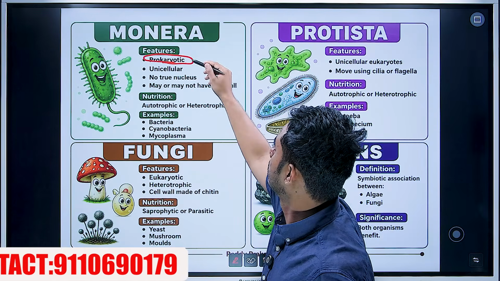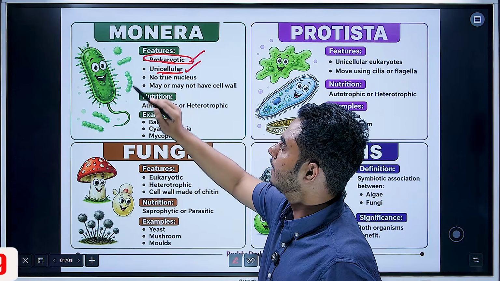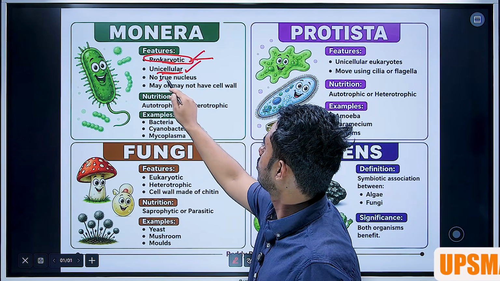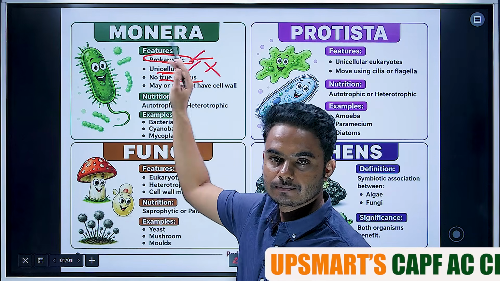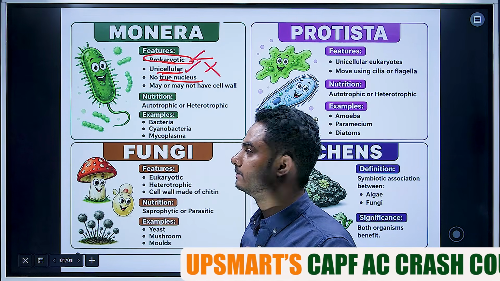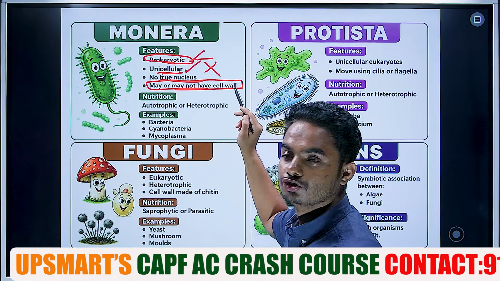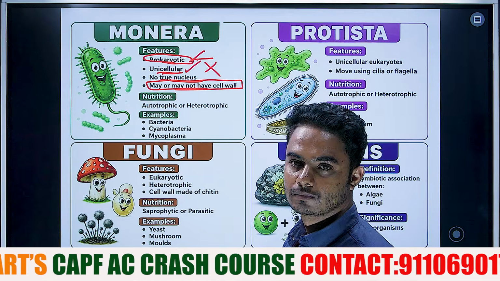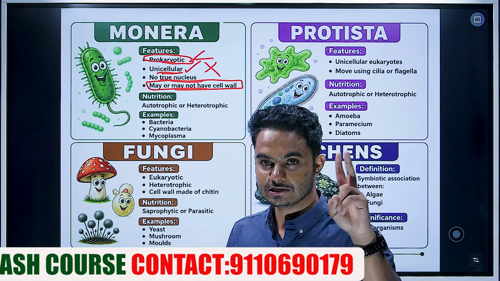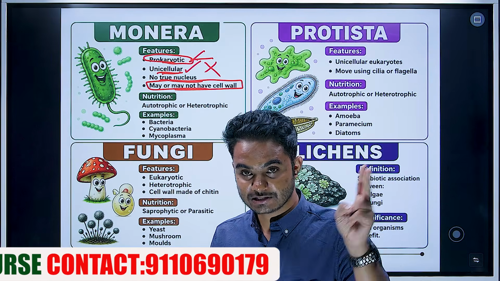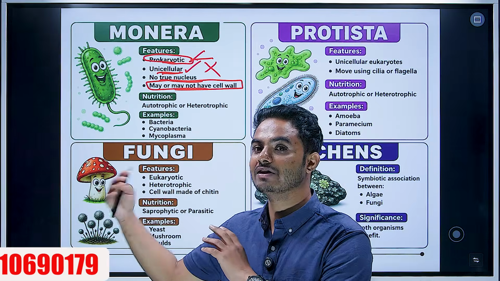Fine. Monera are prokaryotes. Unicellular, right? Do prokaryotes have true nucleus? No sir. That is the difference between prokaryotes and eukaryotes. It may or may not have cell wall. That is the Monera. So that is why I always told you, listen to the first class, listen to the second class, understand them, revise them many times, because those 2 chapters set the foundation for the further chapters.